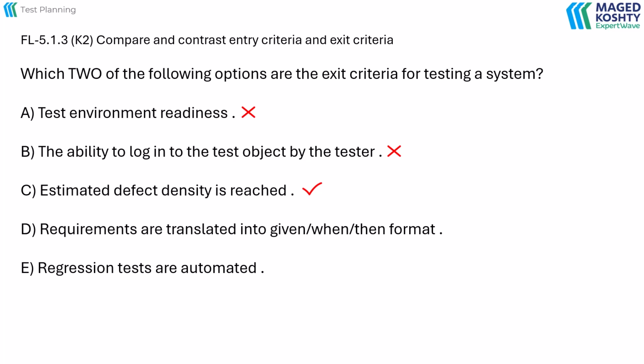D. Requirements are translated into given when then format. This is an entry criterion. E. Regression tests are automated. All regression tests are automated is an exit criterion according to the syllabus. The correct answers are C and E.